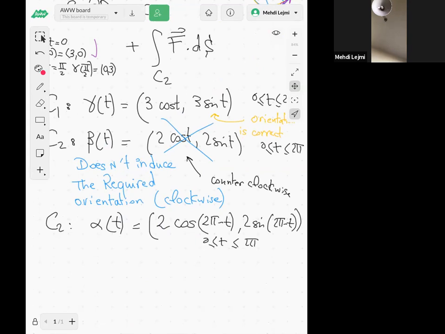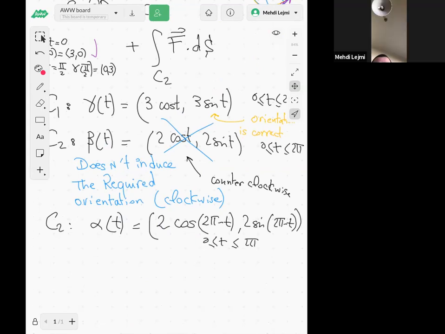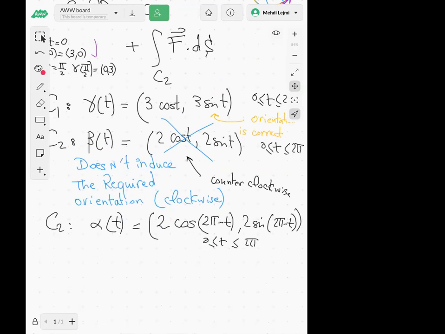All right. Okay. Cool. Professor, why did we change the 2 pi minus t? No, why did we change the coordinates of t from 0 to 2 pi to 0 to pi?